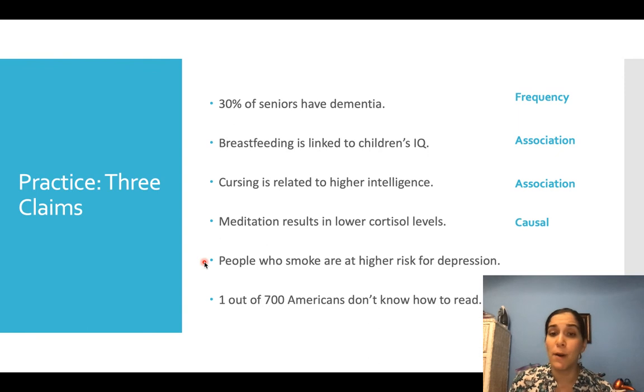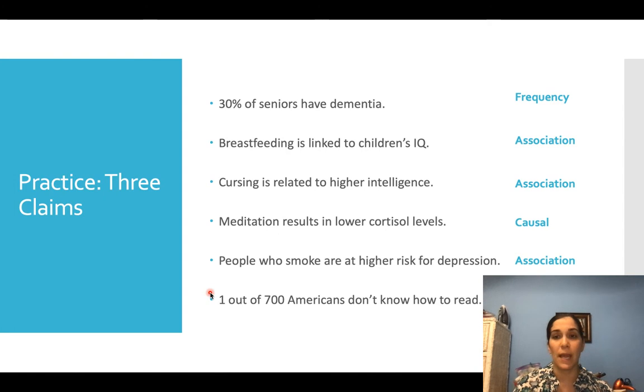Next is people who smoke are at higher risk for depression. So what would you say that this is? An association claim. So people who smoke are at higher risk for depression, right? It doesn't mean that smoking causes depression. It's just that people that smoke may just happen to have a greater risk for depression, or maybe people that are depressed are more likely to smoke, right? It goes both ways.